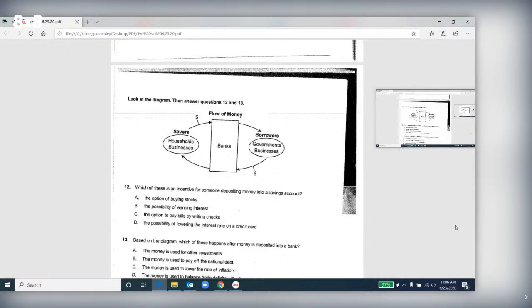Remember here, we're talking about a savings account. So C says the option to pay bills by writing checks. Okay, so writing checks would come out of your checking account, and this doesn't talk about checking, it's talking about savings. So C probably isn't going to be the right answer. And then you have D, the possibility of lowering the interest rate on a credit card. That doesn't talk anything about credit cards in that flow of money. Okay, so really the best answer would be B.